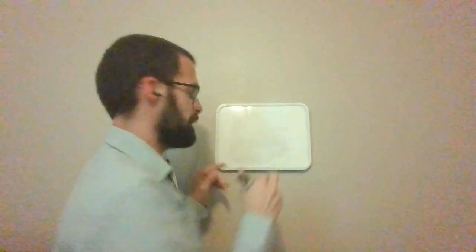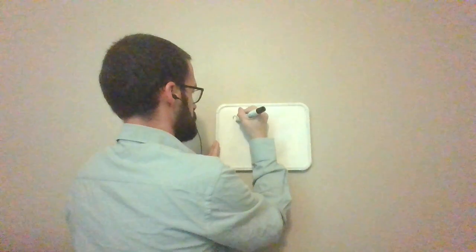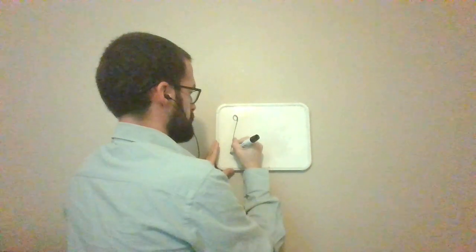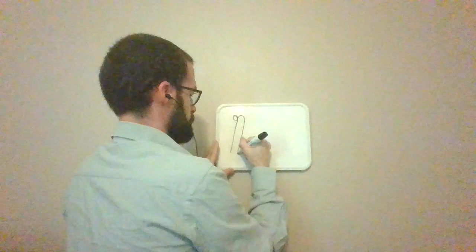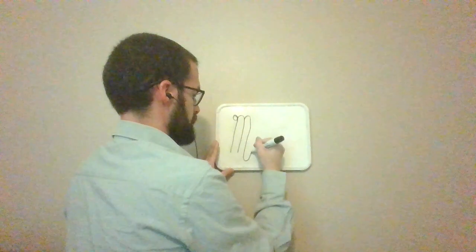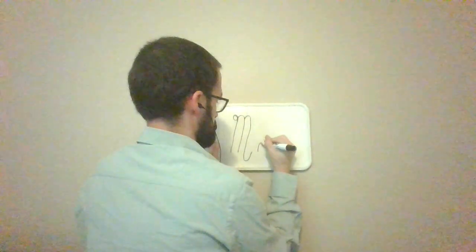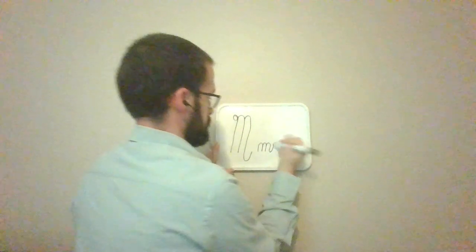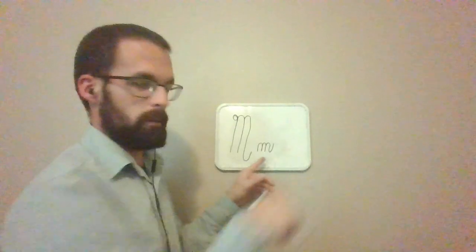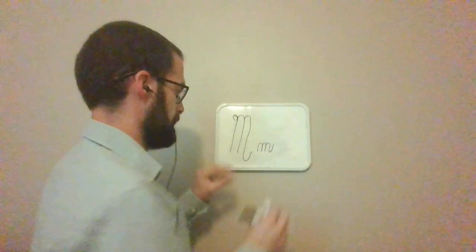Alright, so now we're going to go ahead to the letter M. Up and over, one time, two times. That's the capital letter M. For the lowercase m, it's going to look very similar to this. You're just going to go up and over about 3 times, and you're going to have yourself the lowercase m.